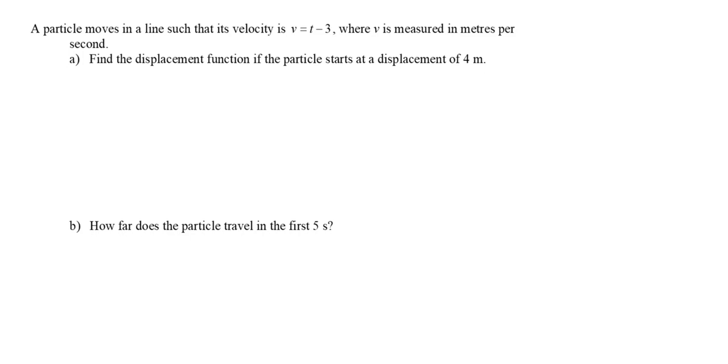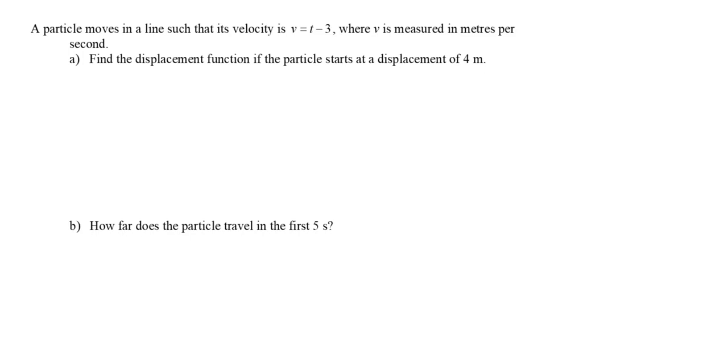function, right? All right, so this one says a particle moves in a line such that its velocity is v equal to t minus 3, where v is measured in meters per second. Find the displacement function if the particle starts at a displacement of 4 meters. All right, so we got to find our displacement function.